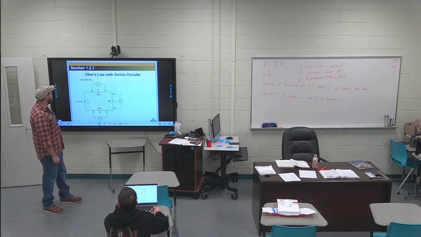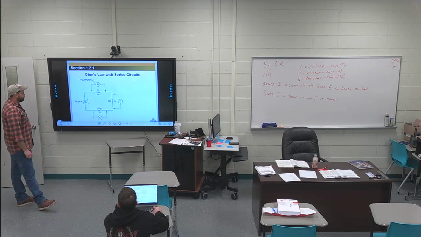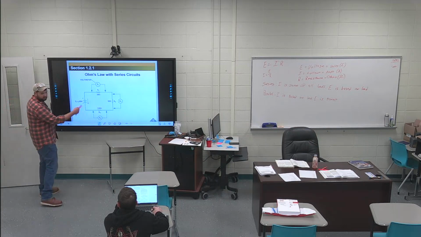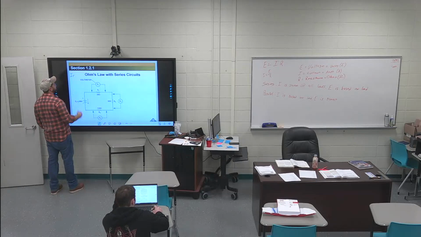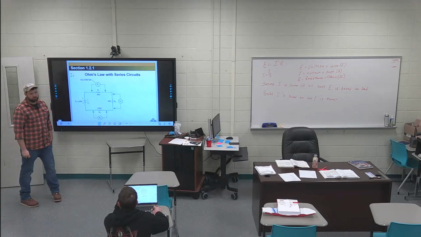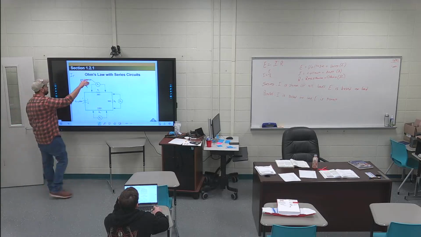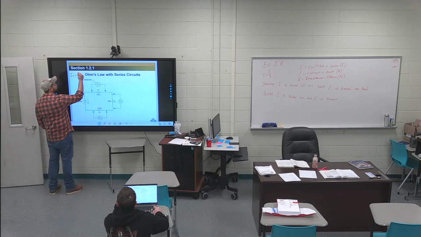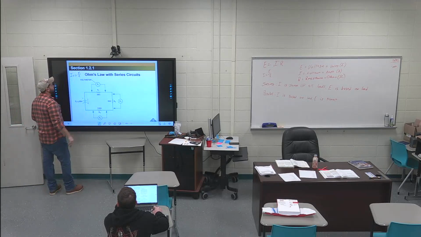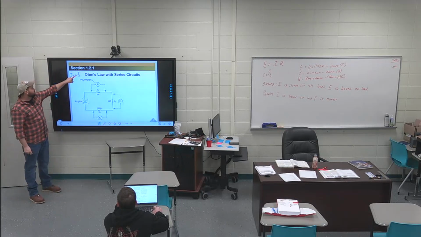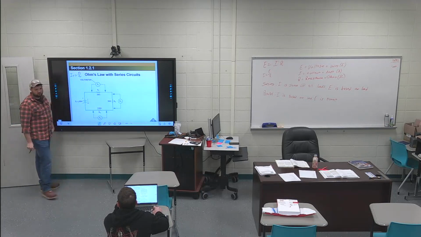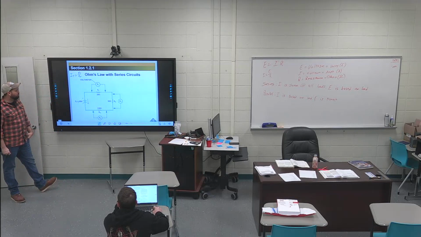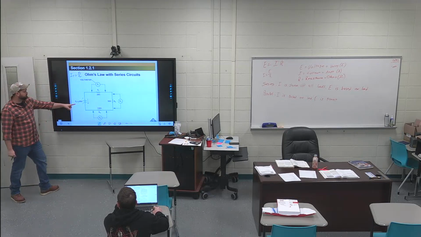the first thing I have to do is find my current total, because my current's going to be the same at every one, right? So I need to find current total. What is my equation for current? That's E divided by R. But if I'm saying current total, it's my voltage total divided by my resistance total, right? How can I find my resistance total?